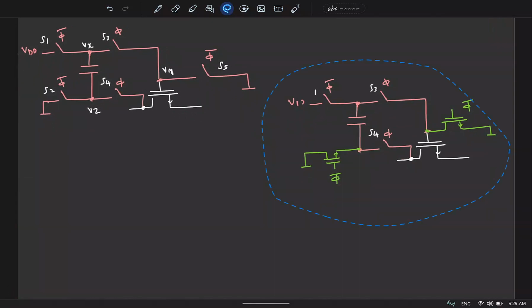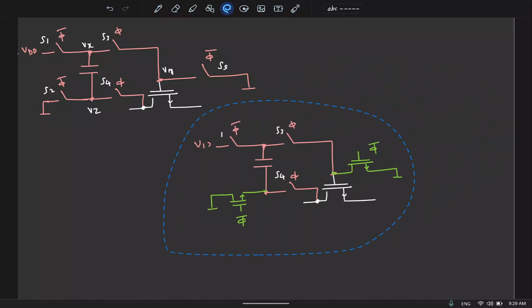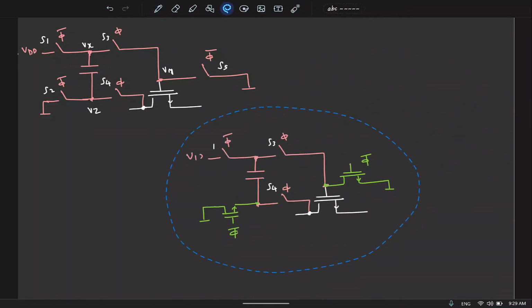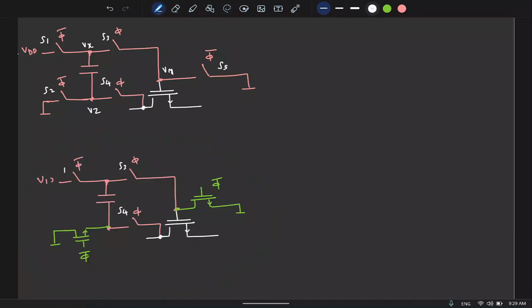See, for a transistor, the source and drain terminals can be anything, right? It doesn't matter what you mark as source or drain. For an NMOS, the terminal with the lowest potential will act like a source. For a PMOS, the terminal with the higher potential will act like a source. So it doesn't matter what you mark. Drain and source are symmetrical. You can connect anything to anywhere. The role of the terminal will be determined by the potentials between these two, right? In this case this will act like a source, but it doesn't matter. I can mark anything.